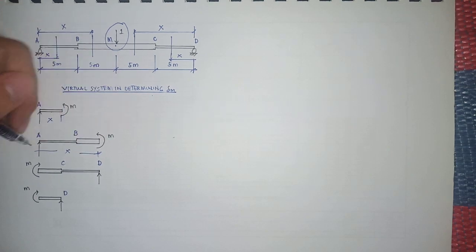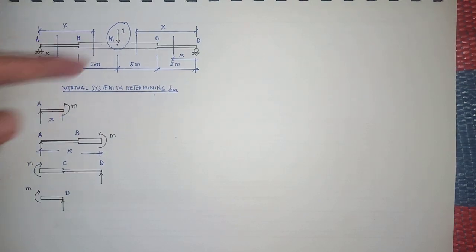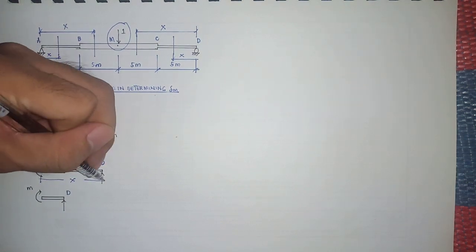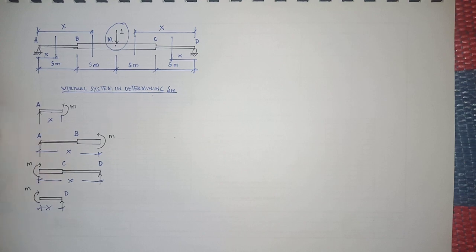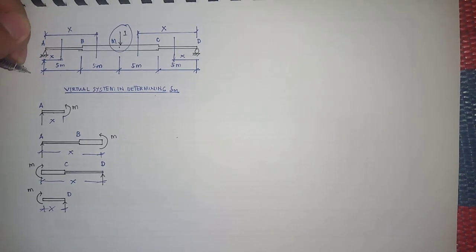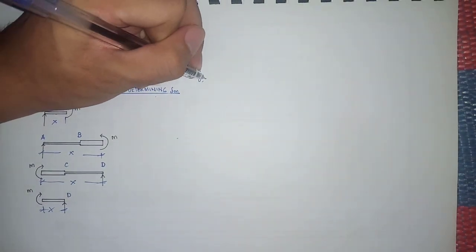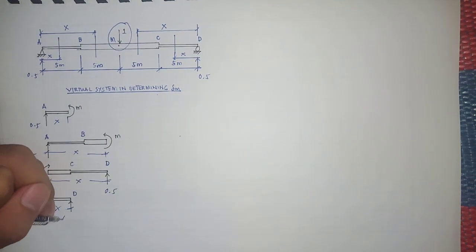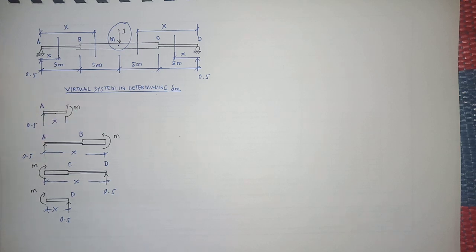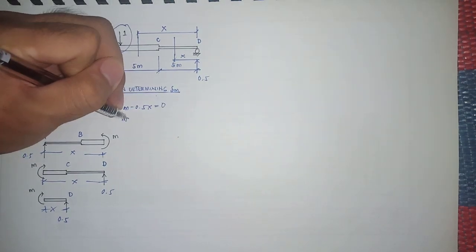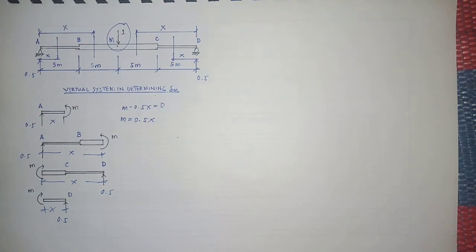Ito naman. Okay, yung member, yung segment AB tsaka BM, sa A tayo. Yung member or segment MC tsaka CD, doon naman tayo sa point T. Alright, so since nasa gitna naman to, ang reaction dito, obvious naman, tigkalahati. Okay, 0.5, 0.5, 0.5, and then 0.5. So, we're going to use small m para rin sa moment sa virtual system. So, we have M minus 0.5x equal to 0, or small m naman equal to 0.5x.